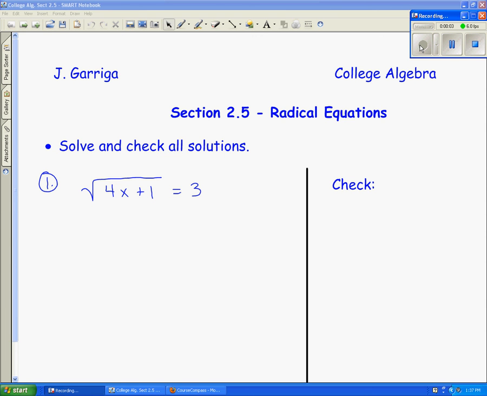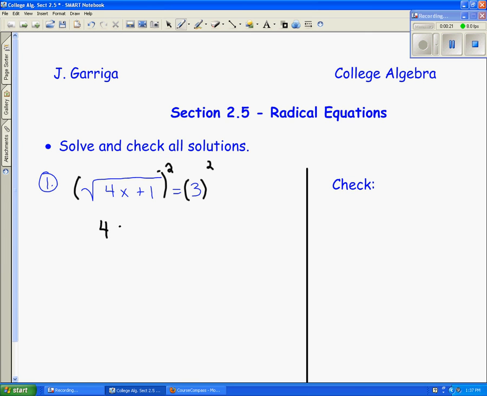Section 2.5 is radical equations. We're going to solve and check. Number one, first thing we want to get x by itself, so we need to do the inverse of this square root, which, to undo a square root, you square both sides. Whatever you do to one side, you're going to do to the other.